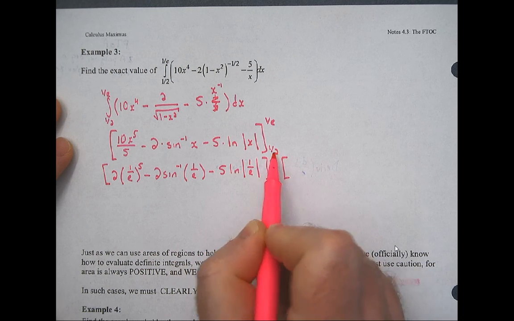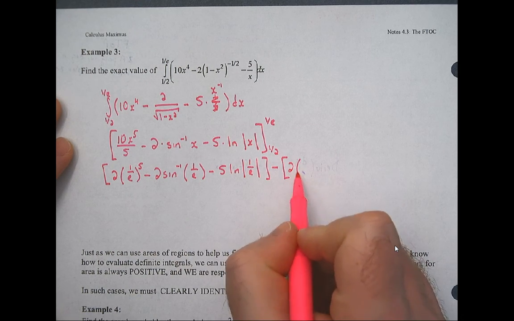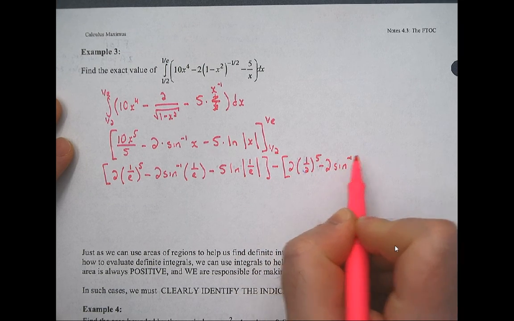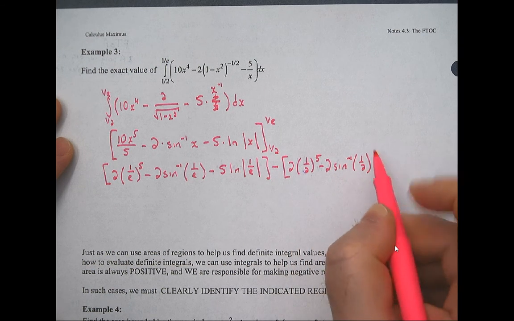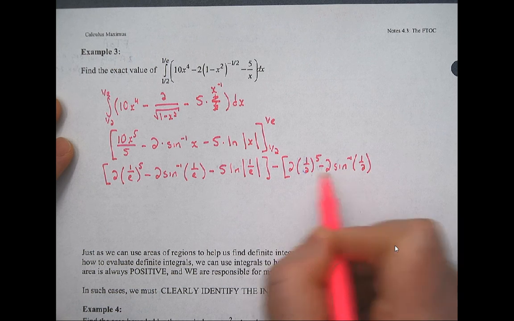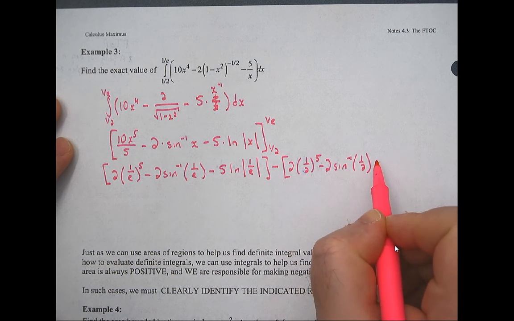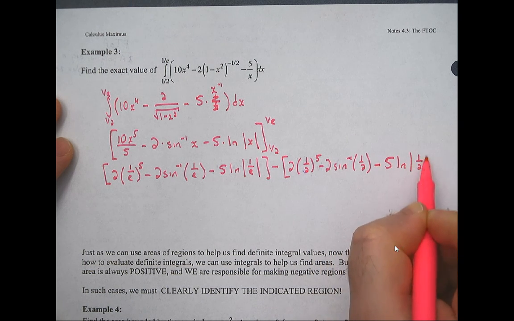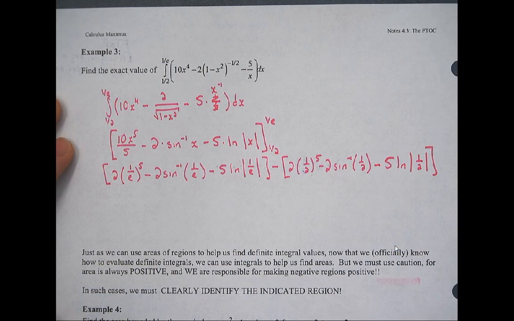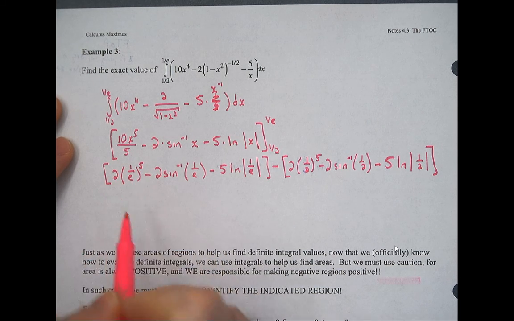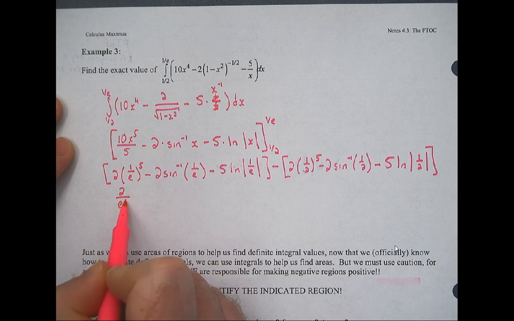Minus, and I'm going to do the same thing with 1/2, so that's 2 times 1/2 to the 5th minus 2 sine inverse of 1/2. Oh, minus. Yeah, minus sine inverse, and then minus 5 natural log of absolute 1/2. Like I said, you don't have to actually include that if you don't want to. All right, let's see if we can clean some of this up. So I could take this to the 5th, then bump the 2, right? That's 2 over 1, so I can rewrite this as 2 over e to the 5th.